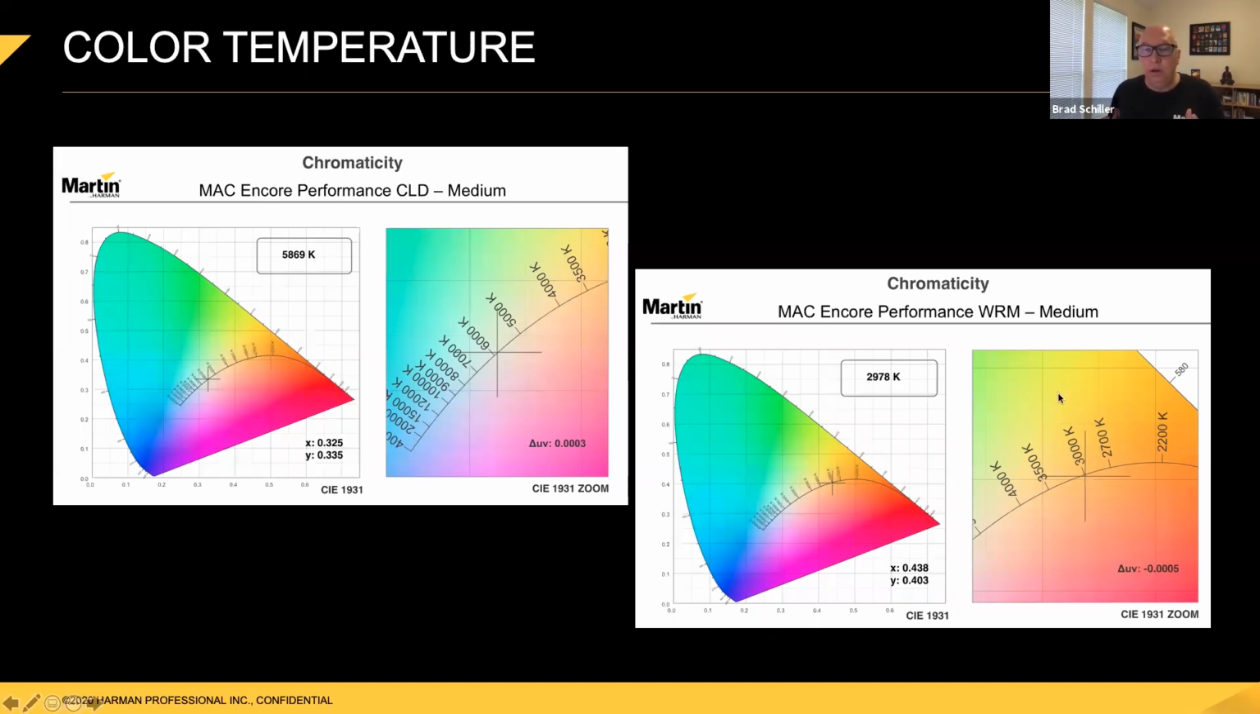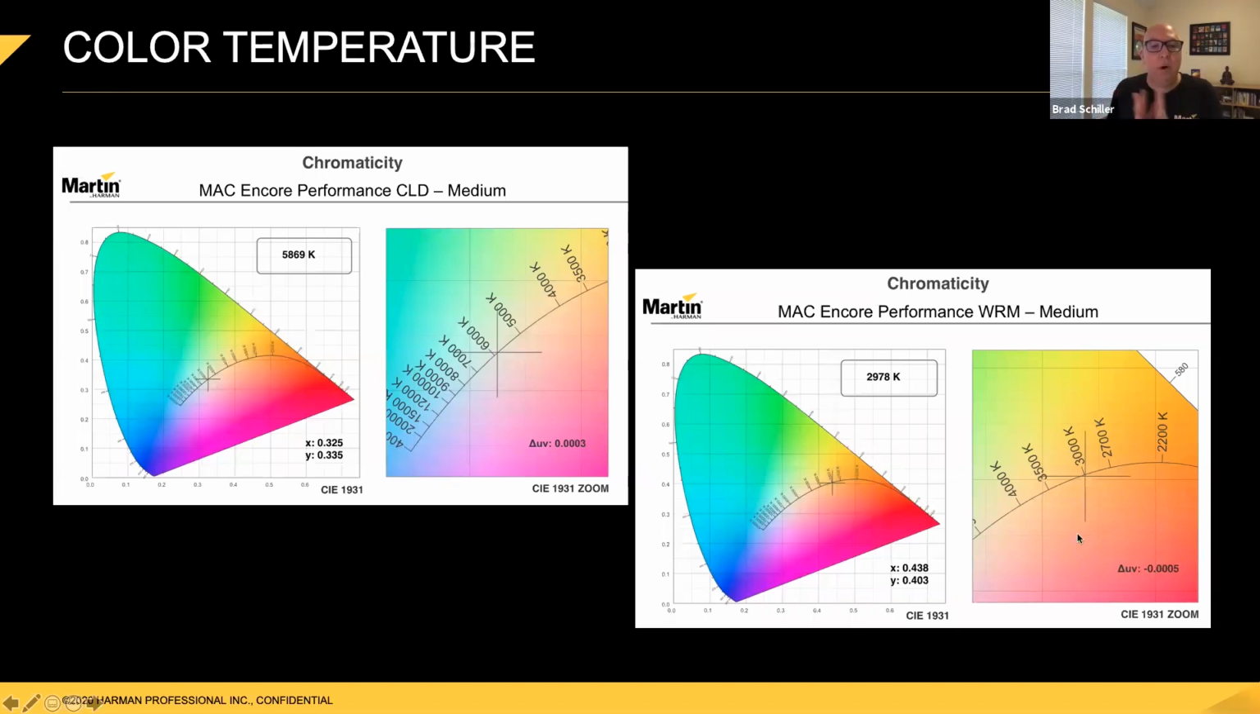So what you want to do when comparing a white light source, if they tell you that their fixture is 6,000 Kelvin or 3,000 Kelvin, you want to know what is the delta UV. How close is it to being on the perfect black body curve, the perfect wavelengths of light to make that perfect color temperature? And again, you do that by finding out the delta UV. If it's a positive number, that means it's above the curve. If it's a negative number, it's below the curve. And the closest to zero, the better.